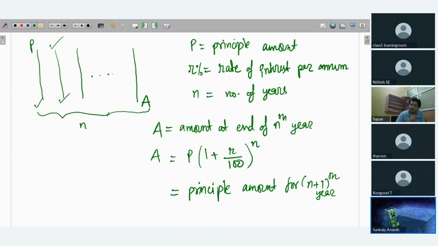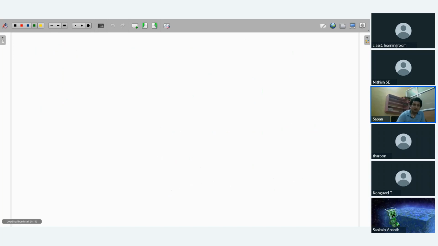Simple. Find the amount of the first year, then you'll get the principal of the second year. How will you do that? Principal of the second year. So first, there is a note. So in part 1 there is a small remark.